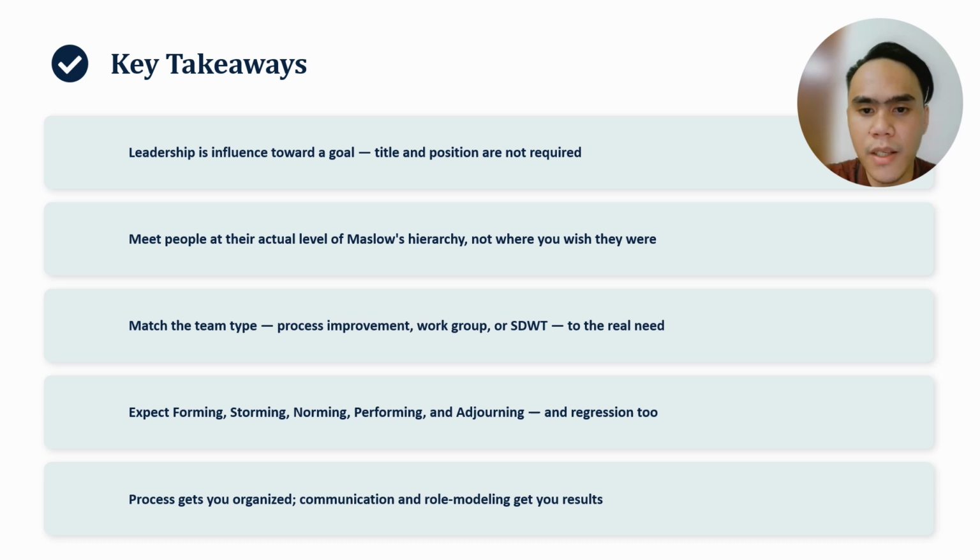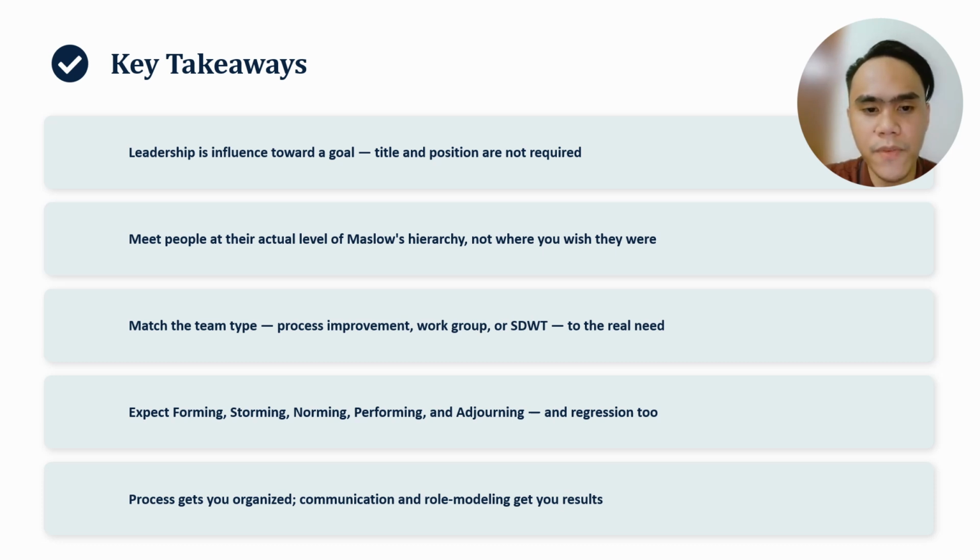Fourth is expect the full Tuckman sequence: forming, storming, norming, performing, and eventually adjourning. Sorry, that was fast. And expect regression too. Storming is not a sign that your team has failed. It's a normal, predictable stage, and knowing that in advance helps a leader stay patient and keep steering rather than panicking when conflict shows up.